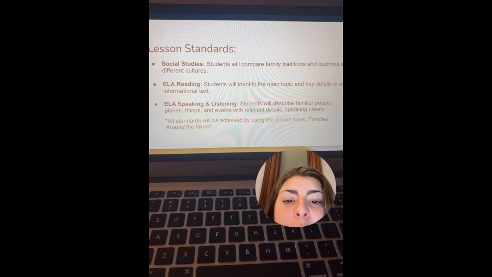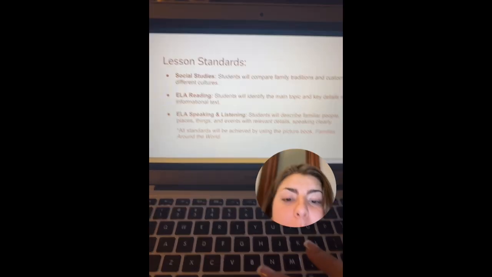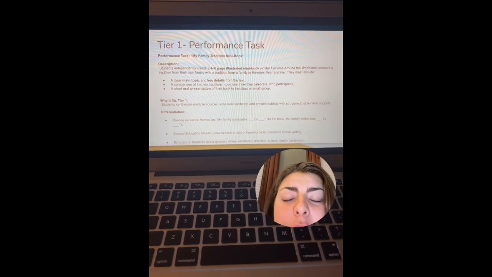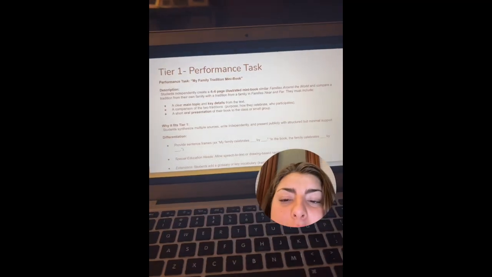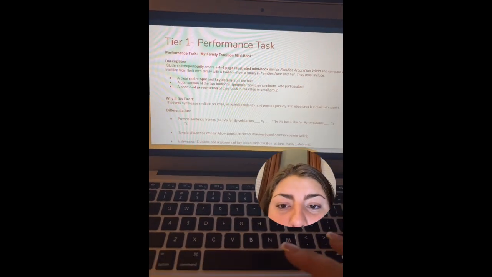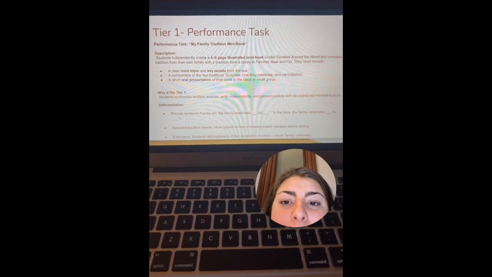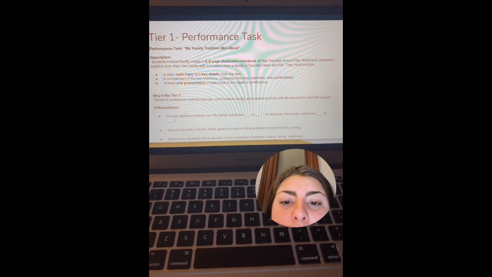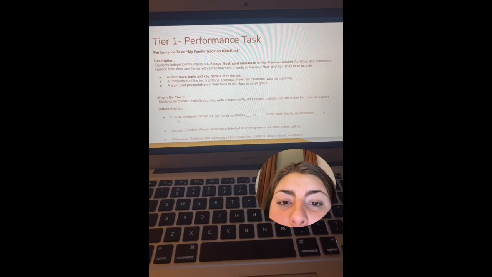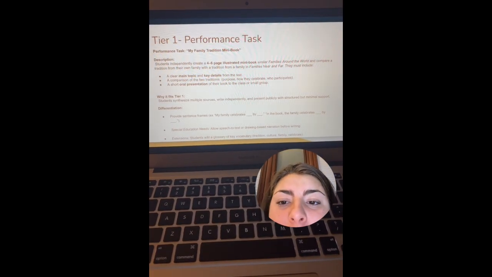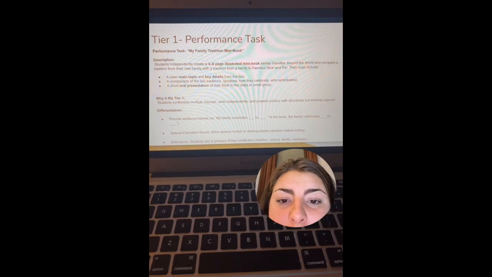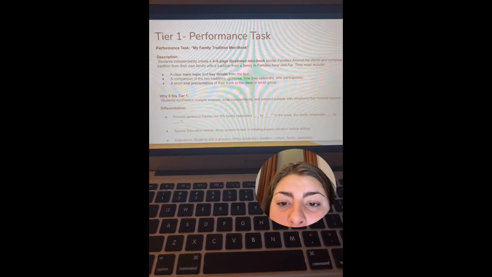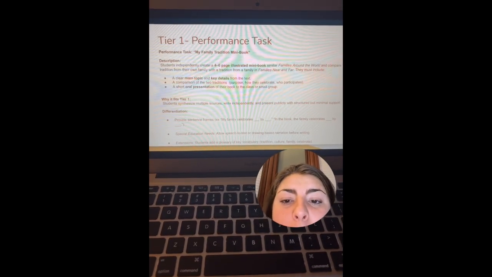And then all the standards will be achieved by using the picture book Families Around the World to help them answer these questions. So the first task is tier 1. The performance task that they will have to do, their assignment will be My Family Tradition mini book. Students will independently create a 4 to 6 page illustrated mini book similar to the book I'm presenting to them, and compare a tradition from their own family with a tradition with families around the world. They must include a main topic, key details, comparison, and a short oral presentation.